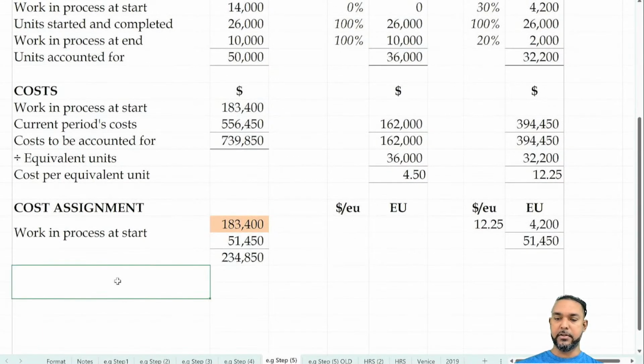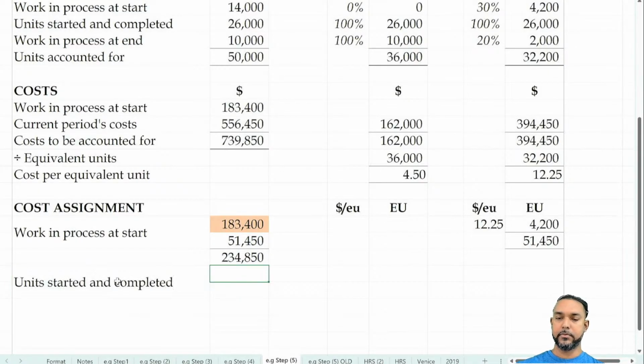Okay, now we have the units started and completed. So here, this is where we're going to take the 450, which is the cost per equivalent unit for direct materials, and we have 26,000 equivalent units for materials for the units started and completed. And what we're going to do there is just simply multiply that. And then again, 1225 was the cost, and it's the same 26,000, and same thing.